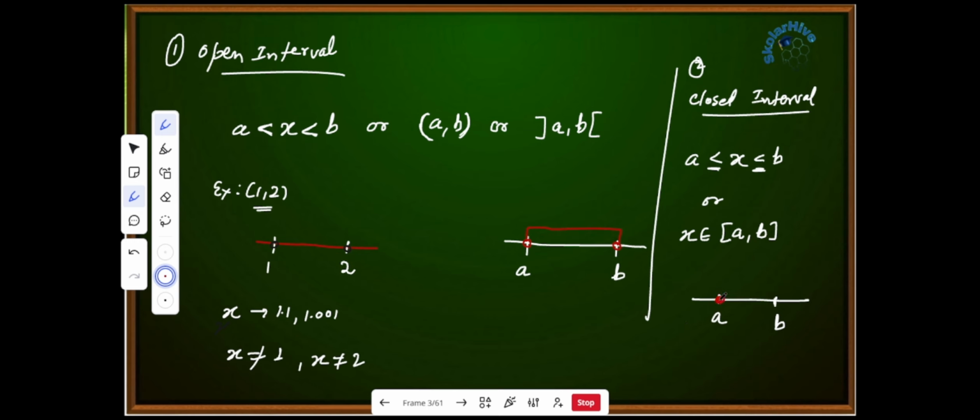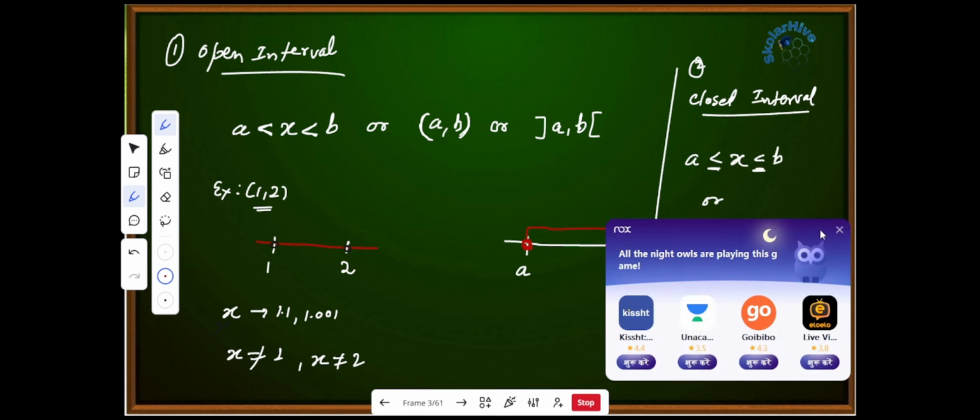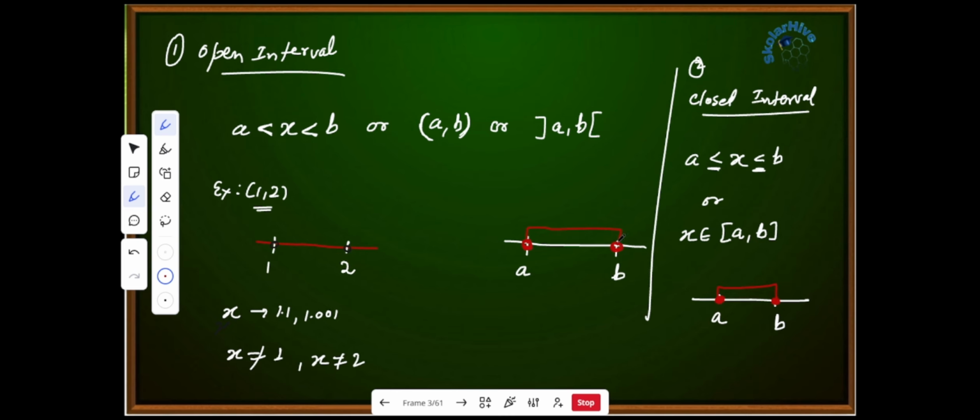If the point is included, we'll take it as a shaded circle. Shaded circle will indicate that point a is included and point b is also included in this interval. And here a hollow circle will denote that this particular point is not included in this collection of numbers. So this is the second type of interval.